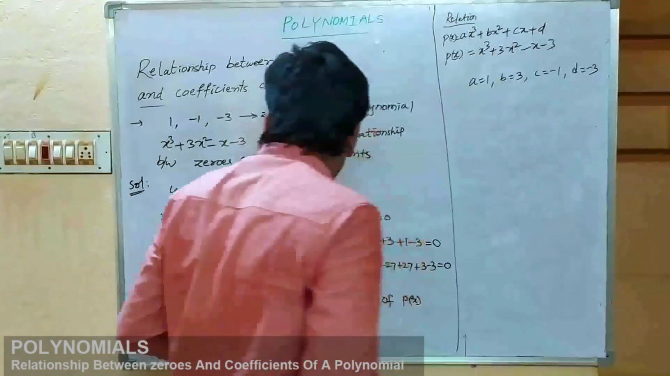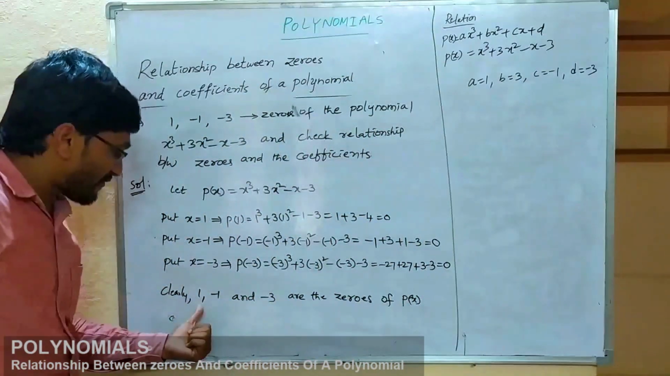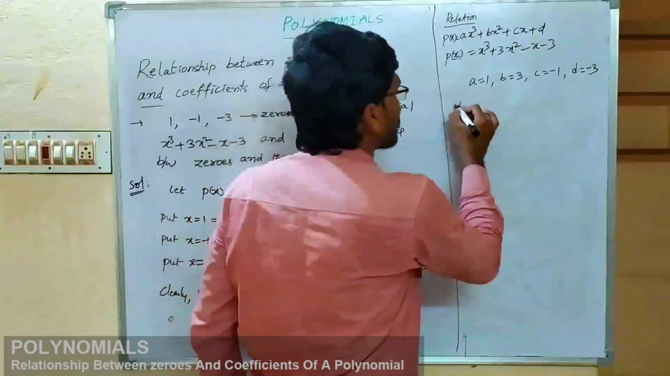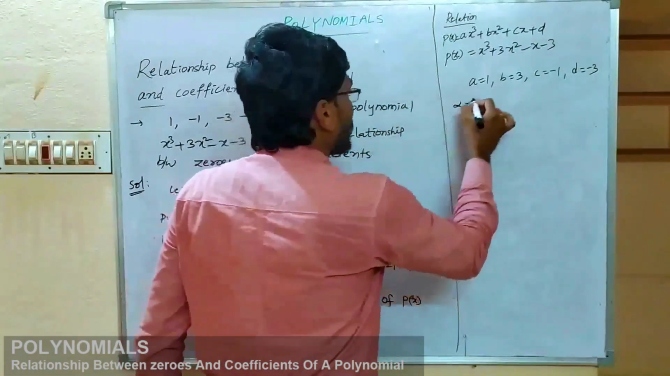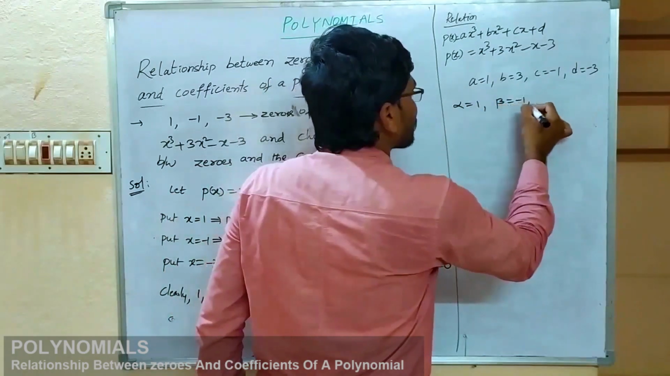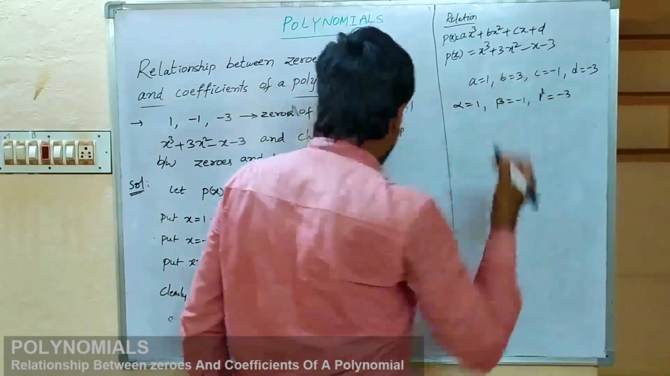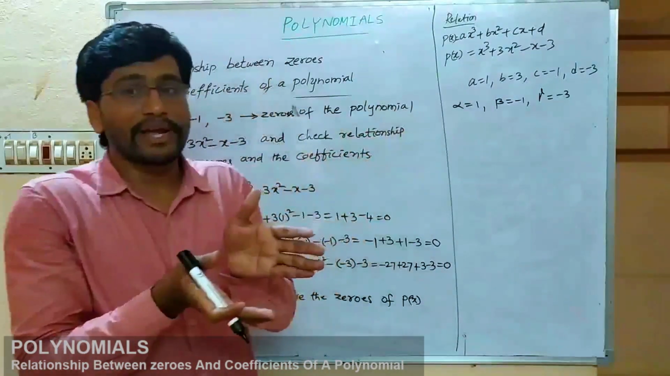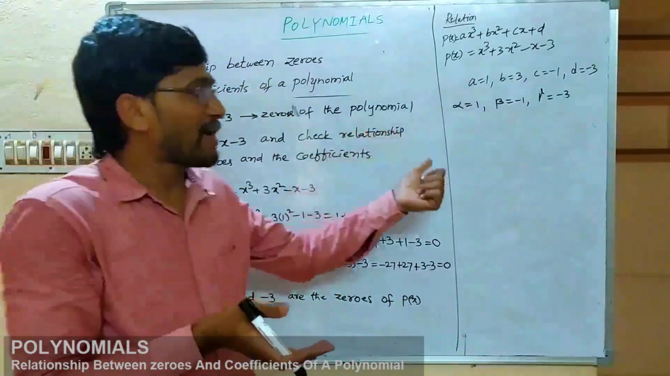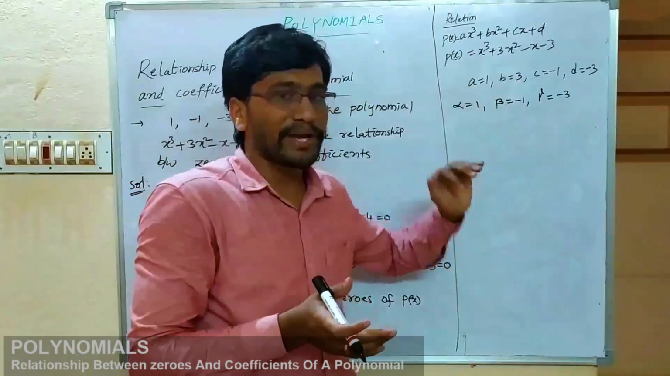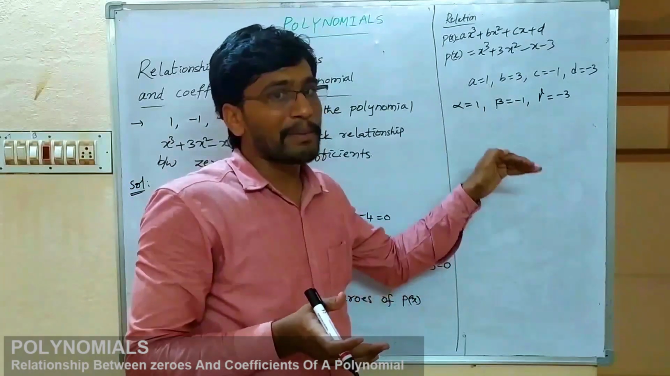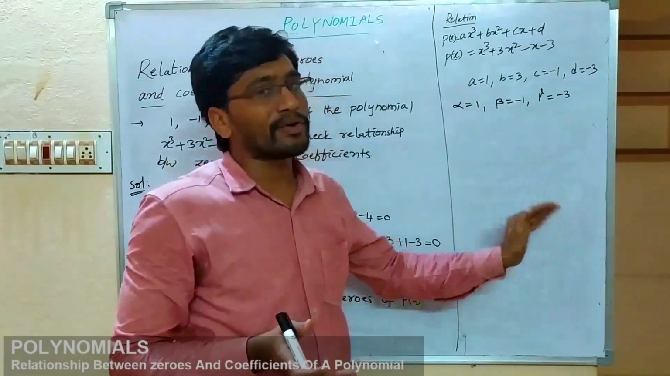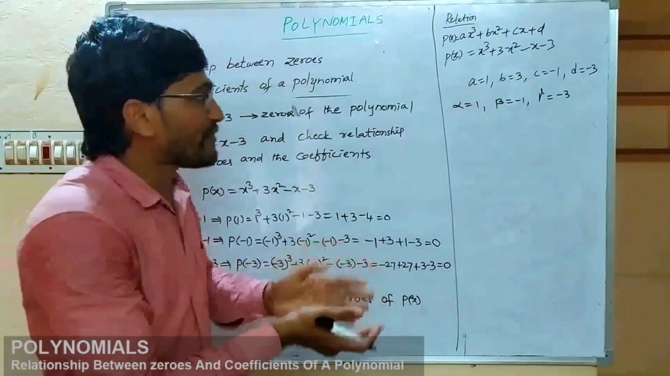So here we already verified the zeros are 1, minus 1 and minus 3. Let us assume that the zeros are alpha is equal to 1, beta is equal to minus 1, gamma is equal to minus 3. Now, what is the relationship between zeros and coefficients of a cubic polynomial? Alpha plus beta plus gamma is equal to minus b by a. Alpha beta plus beta gamma plus gamma alpha is equal to c by a. And finally, alpha beta gamma is equal to minus d by a. That we have to verify now.